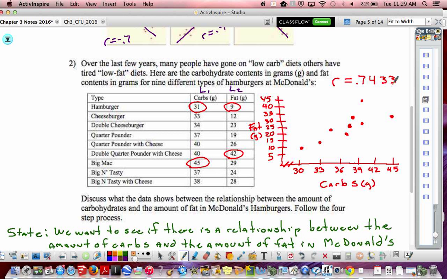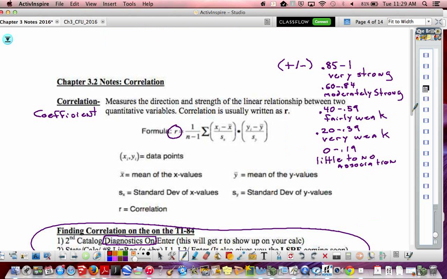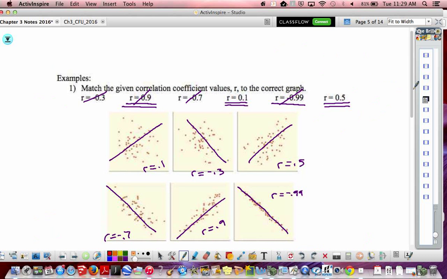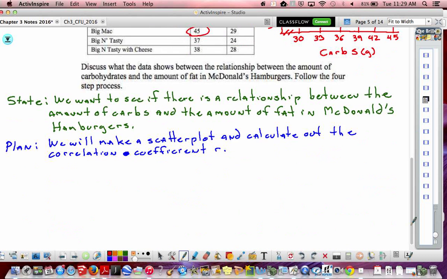0.7433. So the question that this helps us answer is, it now gives us a quantitative way of measuring the strength. I'm just going to flip back a page for a second. So 0.73 falls into this moderately strong. So now I can go to my conclusion. And our R value helps us support this. We're going to use those descriptors when describing what's going on here.